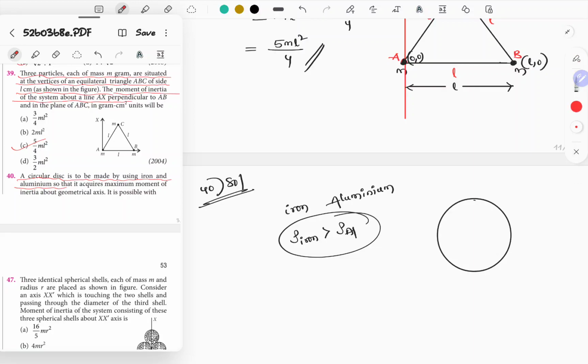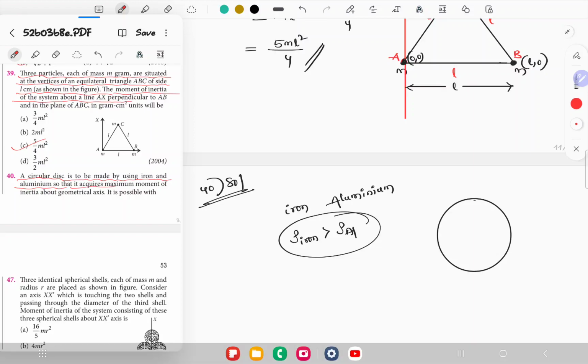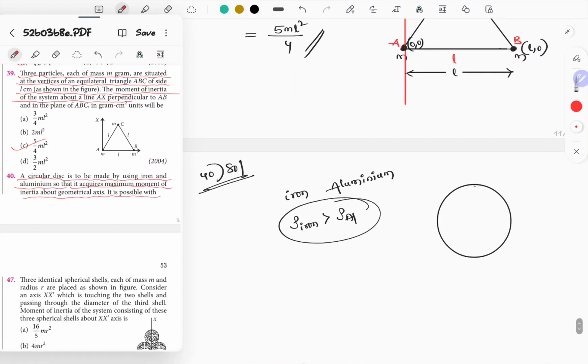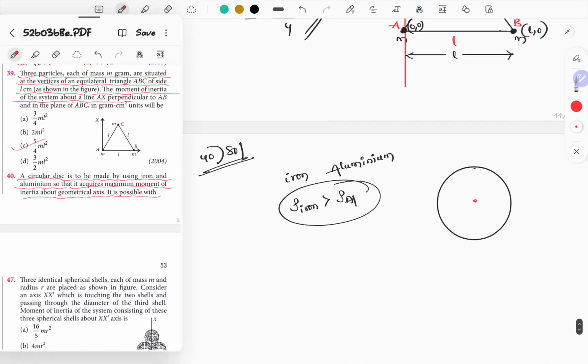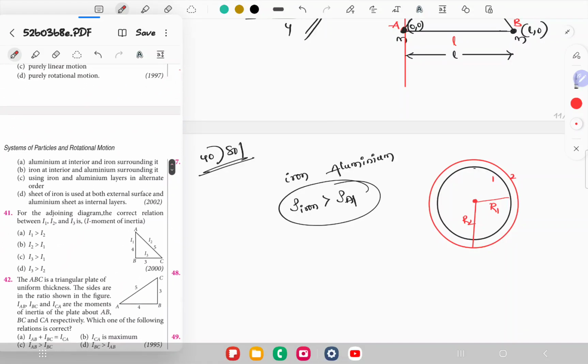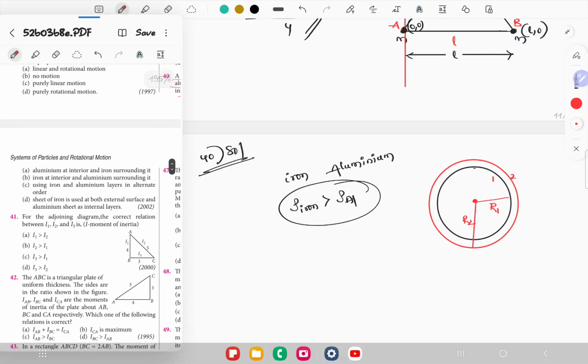Then, what is the question they are asking? They are asking so that it acquires maximum moment of inertia about the geometrical axis. About the geometrical axis, in the sense, the axis passing through the center of mass and perpendicular to the plane. Now I have to select two rings, whether the iron is going to be interior or exterior. That is what I have to check out. Let's say this is radius R1 and this is going to be R2. Which is the first ring, which is the second ring? That is what I have to decide. Well, it's a combination of different types of rings.